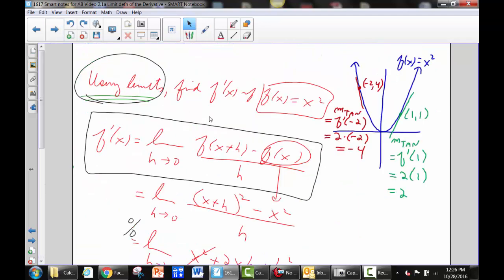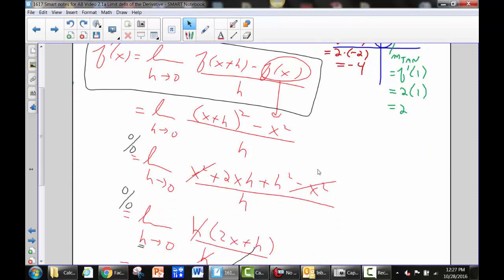Now I am not going to have you do this. The book goes through many examples of actually using the limit definition to find derivatives. Of course, you know the derivative of x squared is 2x. And if I wanted the derivative at -2, you would take your 2x and replace the x by -2 and get a slope of -4. So I'm just going to show you this very quickly.